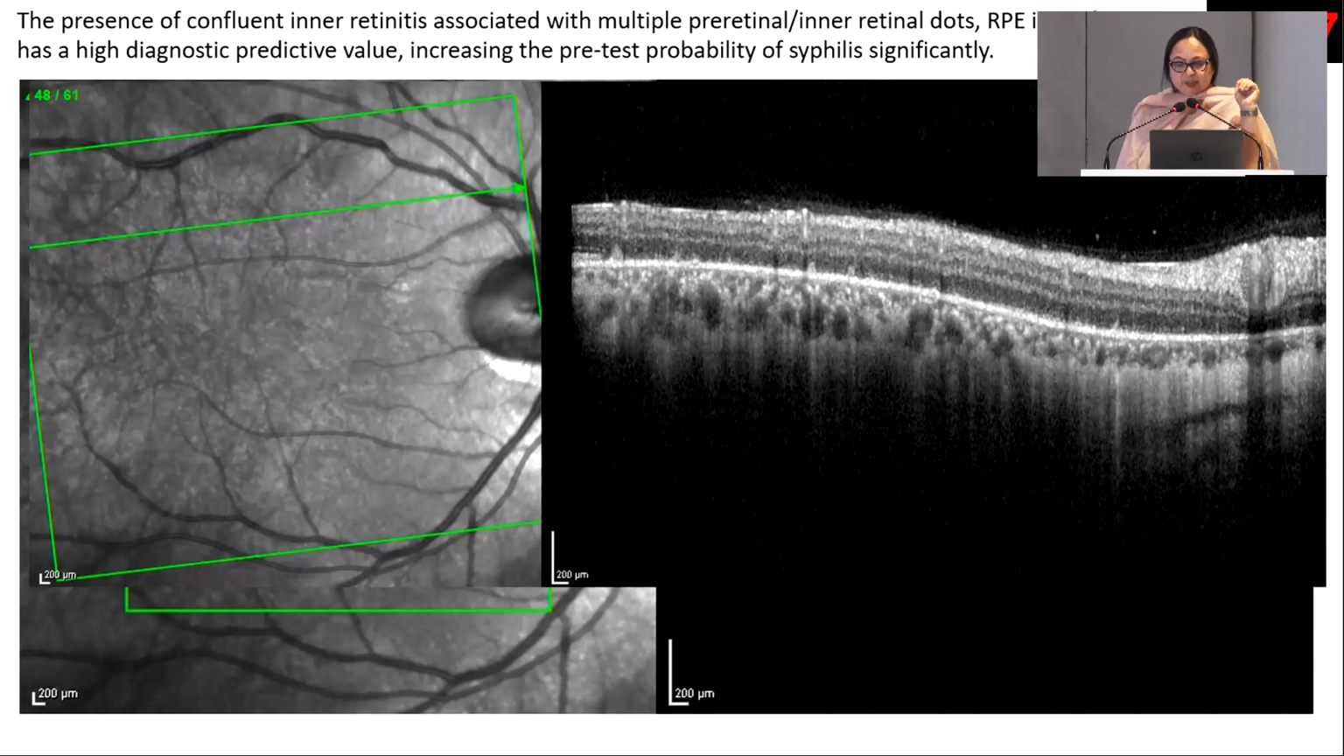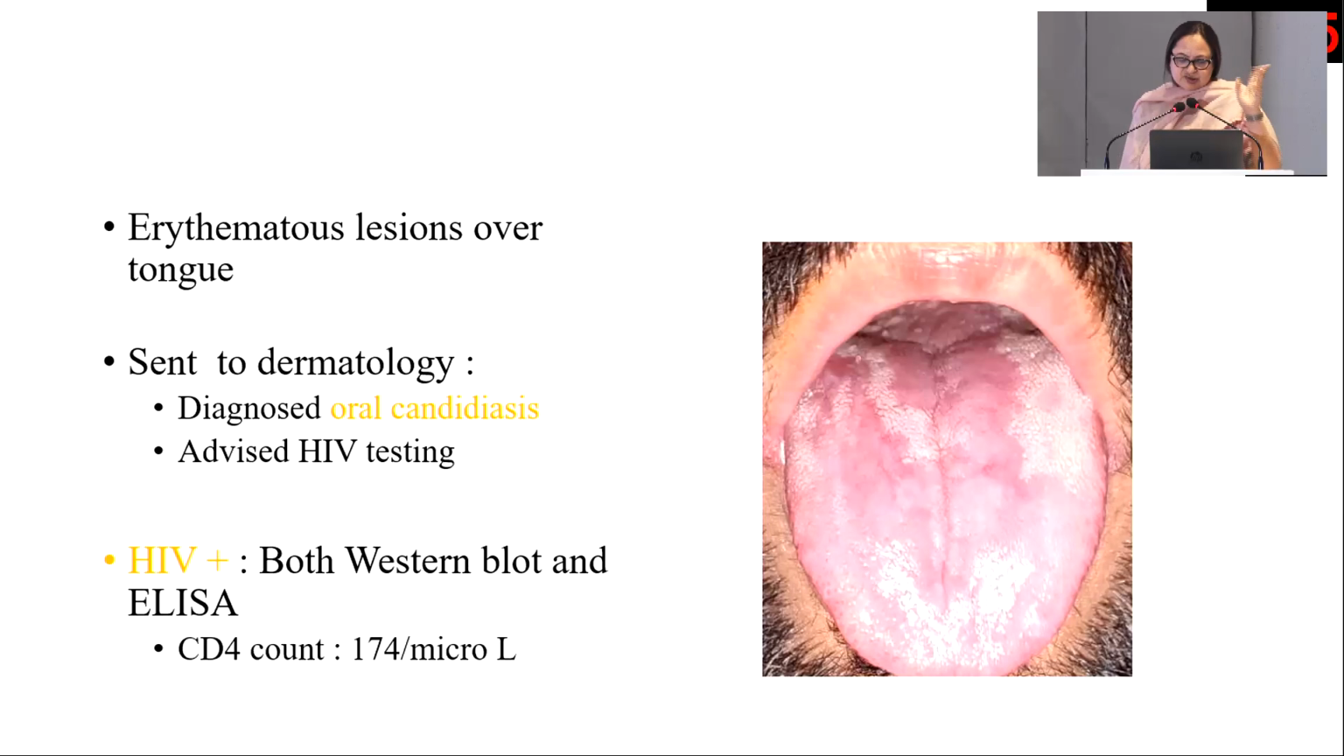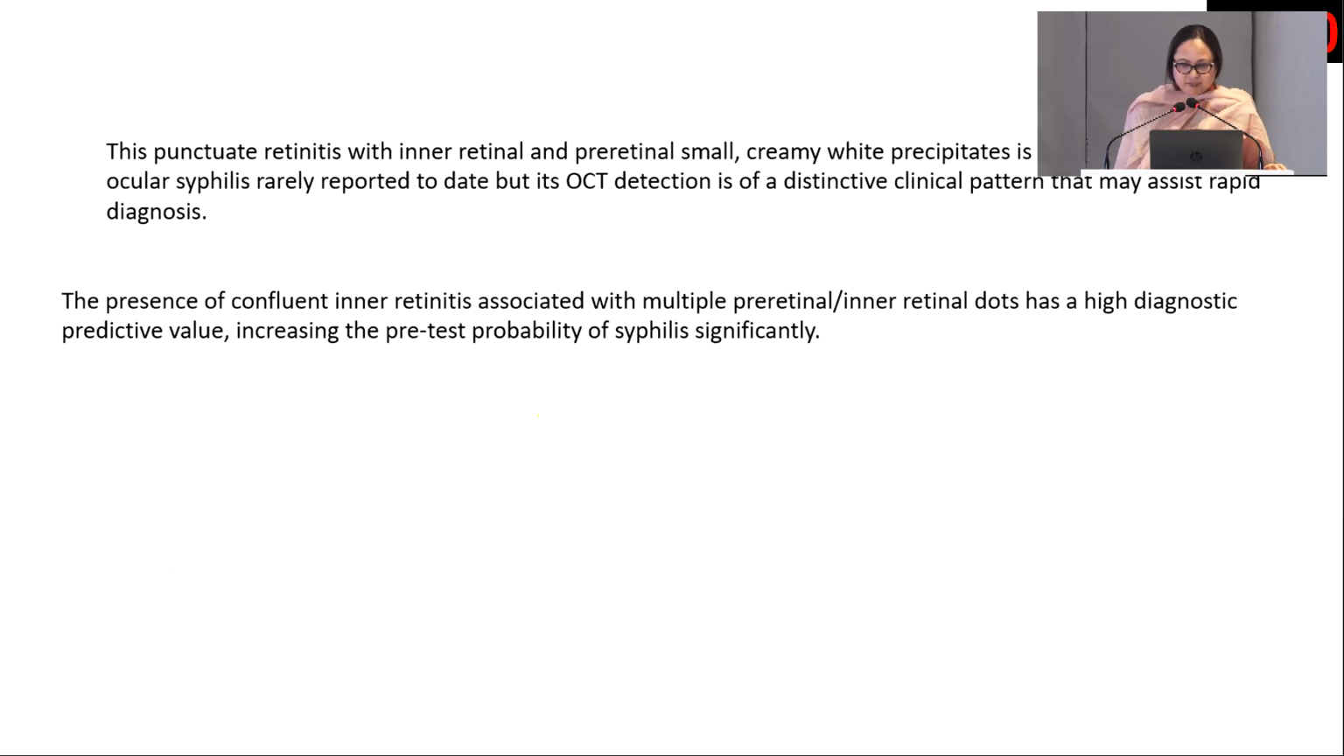Again, you can see these lesions, and here the ellipsoid zone just gets lost, with RPE irregularities. This is something you will see in syphilis. This patient had both tests positive and was also HIV positive.